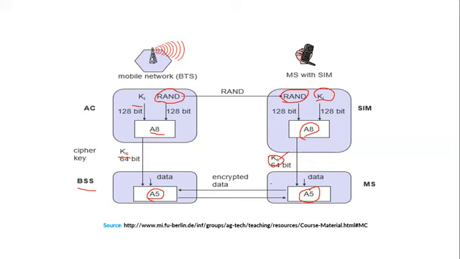Similarly, whatever data the mobile station receives from the BSS will also be decrypted using the same algorithm A5 and the key KC. So this is how encryption and decryption is done between the mobile station and BSS, and this is how confidentiality is achieved in a GSM network.